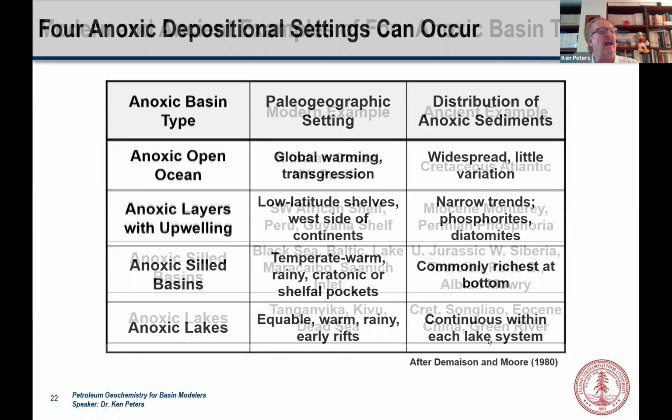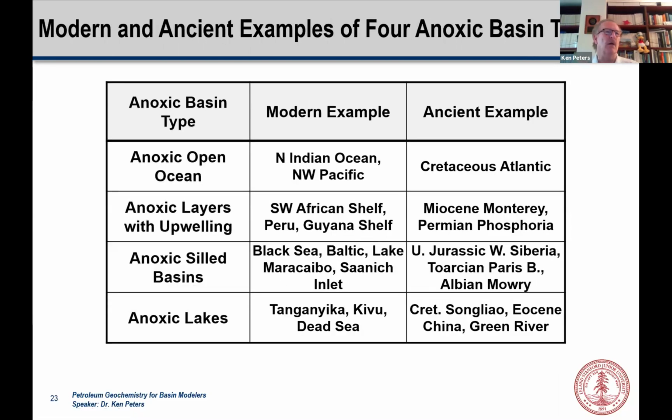Okay, so here are some modern and ancient examples of those settings. Anoxic open ocean, pretty rare today. You can find it in the northern part of the Indian Ocean, where the bottom sediments are anoxic. And actually in the Northwest Pacific, it goes anoxic occasionally, mainly because of fertilizer runoff from farming, but there are other factors involved too. And you get these big fish die-offs. The ancient example, of course, is a huge source rock, the Cretaceous in the Atlantic. That was an early rifting of the Atlantic, and you had basically an anoxic ocean.